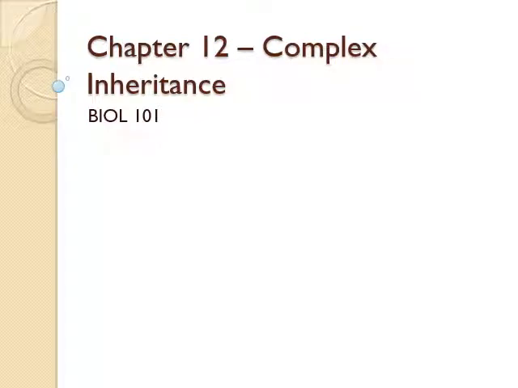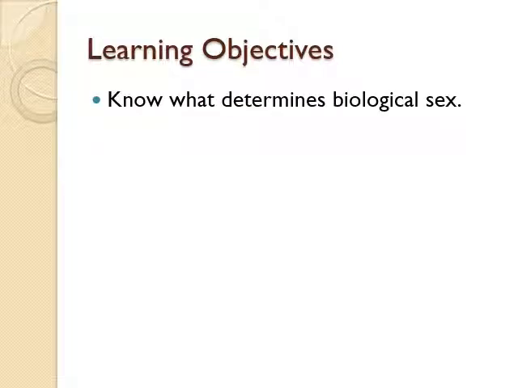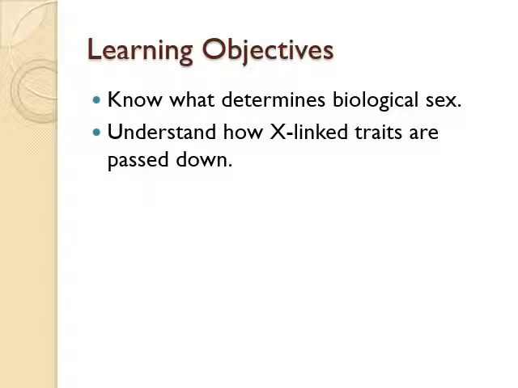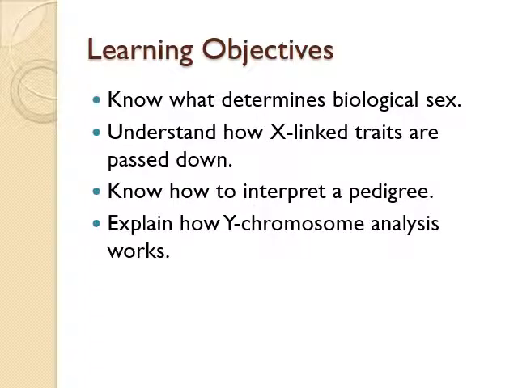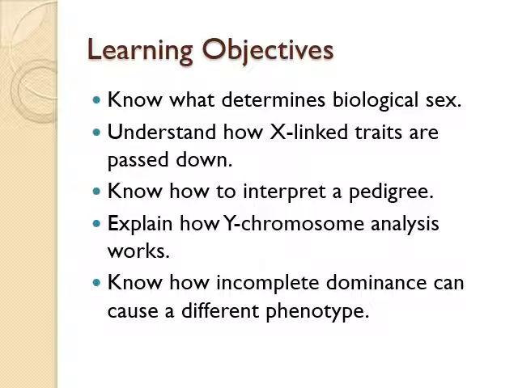Chapter 12, Complex Inheritance. Learning objectives for this chapter. By the end of this, you should know what determines biological sex, understand how X-linked or sex-linked traits are passed down, know how to interpret a pedigree, explain how Y chromosome analysis works, and know how incomplete dominance can cause a different phenotype.